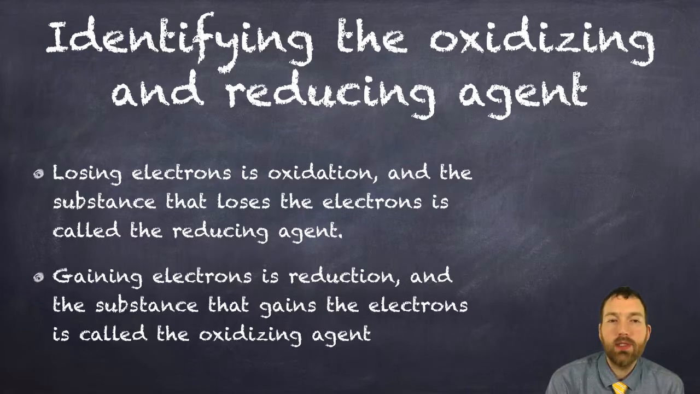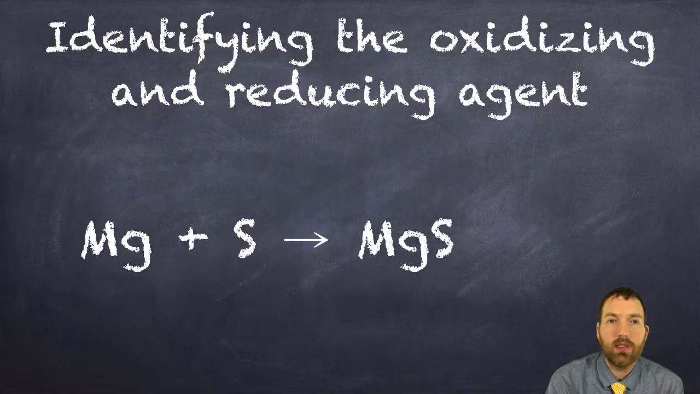In the New York State Regents, you're often not only asked to define who was oxidized and who was reduced, but you need to be able to identify who the oxidizing agent and who the reducing agent is. All you simply need to know is that it's reversed. If you're oxidized, you're the reducing agent, and if you're reduced, you're the oxidizing agent.